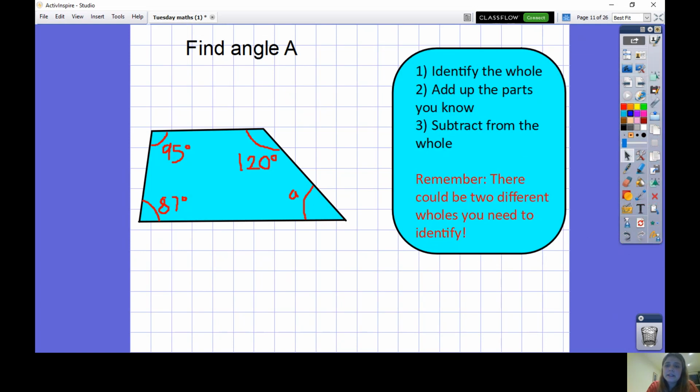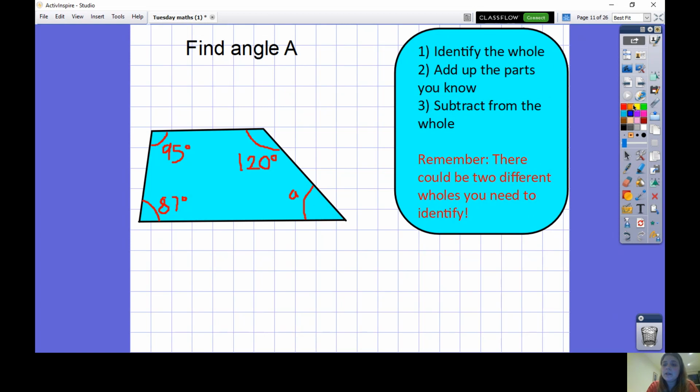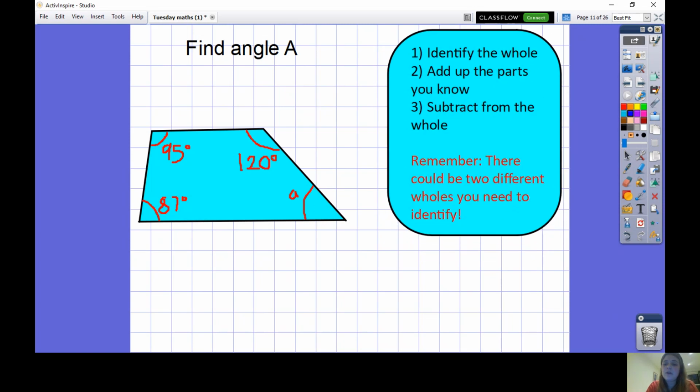Today, we're going to have this little tip at the bottom because we're going to start looking at some questions later on where you might be looking for more than one missing angle. So at the bottom it says, remember, there could be 2 different wholes that you need to identify, but for now we'll stick with our 3 steps that we know. Identify the whole. This is a quadrilateral, so the whole is 360 degrees.